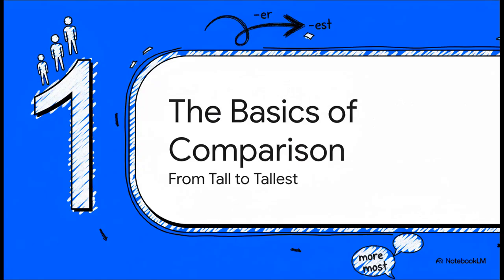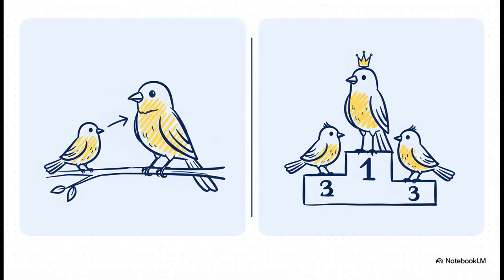So first things first, let's get our main ideas straight. When you want to compare anything in English, you really only need to know about two forms of an adjective. And once you get these two categories down, everything else just falls into place. Okay, so on the left, we've got the comparative. This is what you use when you're in a head-to-head showdown between exactly two things. So one bird is taller than the other.